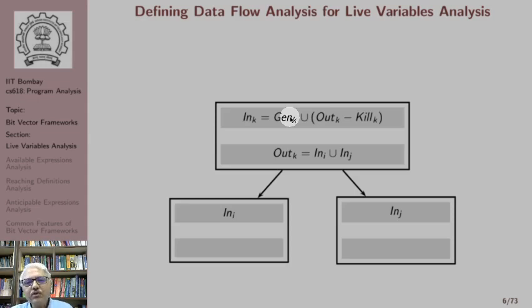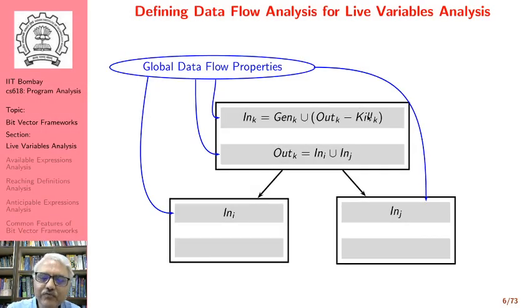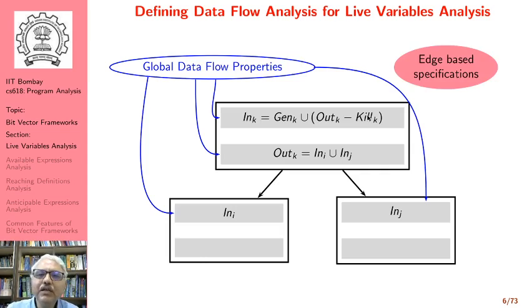So we include the variables that are generated within the basic block, and then from the variables that are live at the exit of the basic block, we remove those variables whose liveness is killed within the basic block, and that gives us the set of variables that are live at the entry of a basic block. Thus, we get our data flow equations that are defined in terms of global data flow properties. Note that these are edge-based specifications.